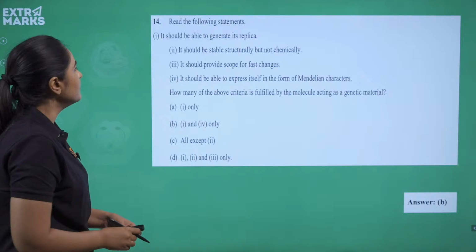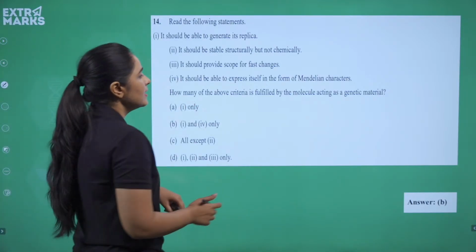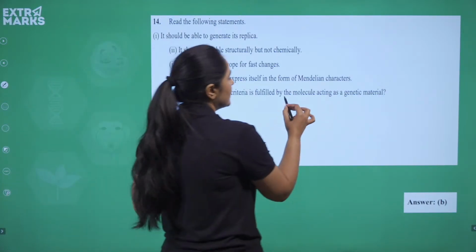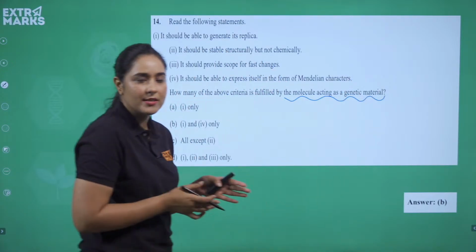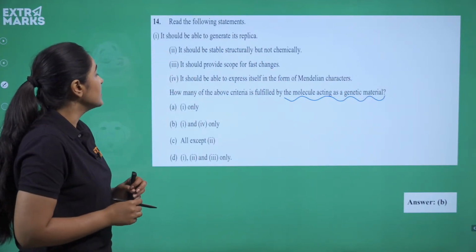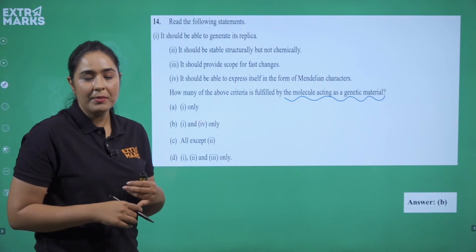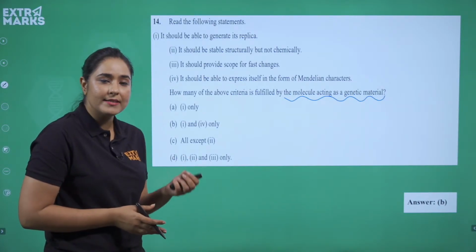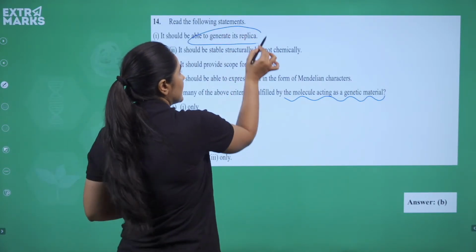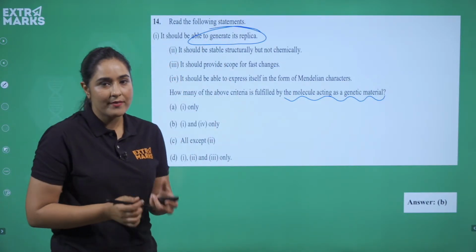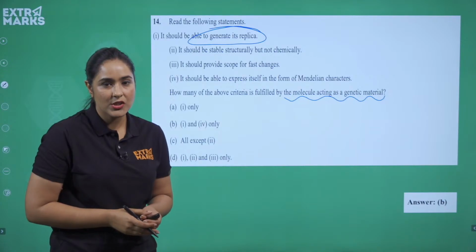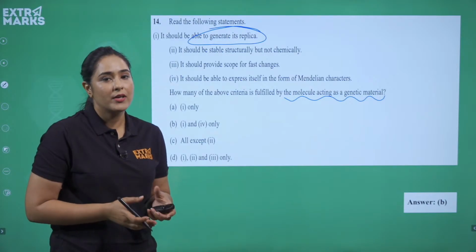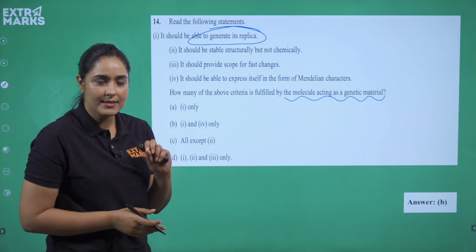Another question, we have to read the following statements and see which of them are fulfilling the criteria suitable for the genetic material here. First statement, it says that it should be able to generate its replica. So obviously, if we talk about the DNA, is it able to replicate itself? Obviously, it is able to replicate itself. As we have seen in semi-conservative replication, it is producing its copies. It is very required for the survival of the organism. So first statement here is correct.